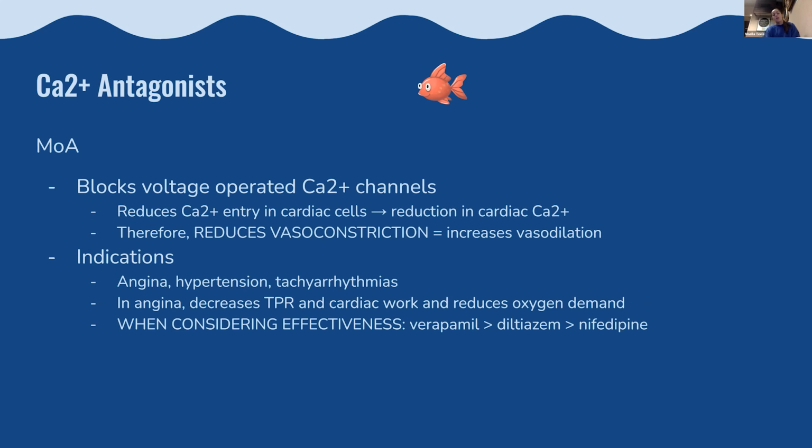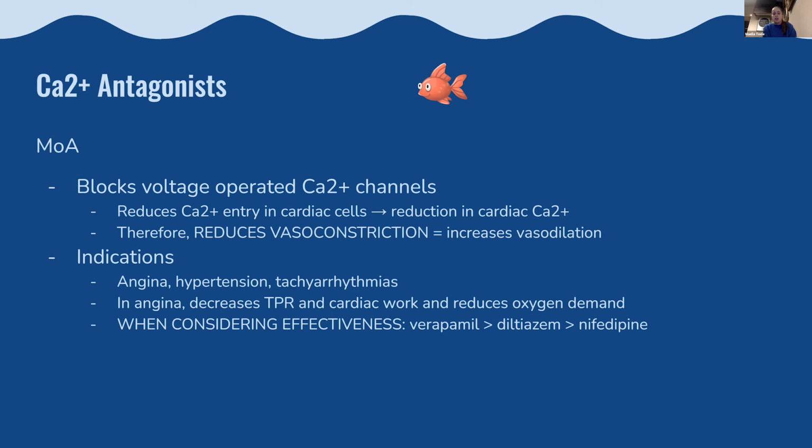All right, next we've got calcium channel blockers. So the mechanism of action is it blocks the voltage operated calcium channels. This reduces the calcium entry into cardiac cells and leads to a reduction in cardiac calcium. Therefore, there's less vasoconstriction because your smooth muscle isn't allowed to constrict, as there's no calcium influx into the cells. So this is all tying back to when we did semester 1 with our action potentials. Because there's less vasoconstriction, there's increased vasodilation.